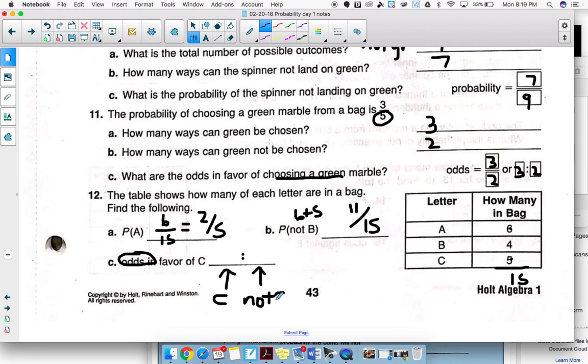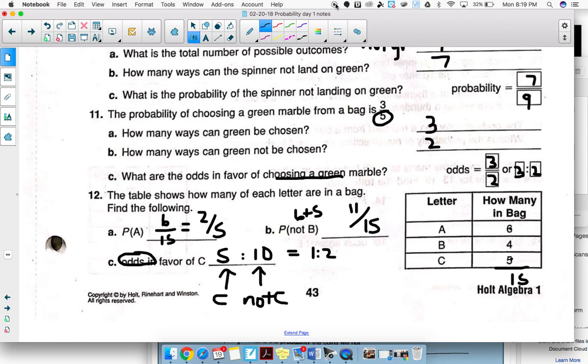Okay, so it looks like the C category has 5, and if there were 15 total, that means all of the other ones, if we add the other ones up, A and B added together would be 10, which should reduce to 1 to 2.